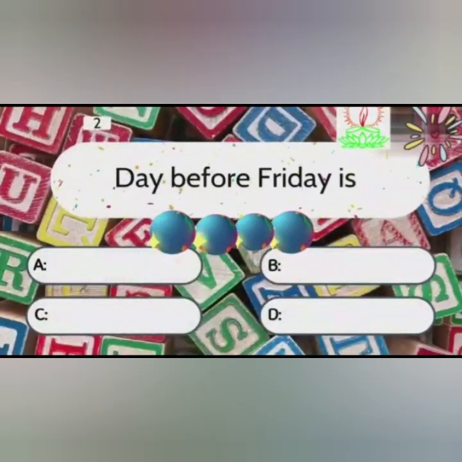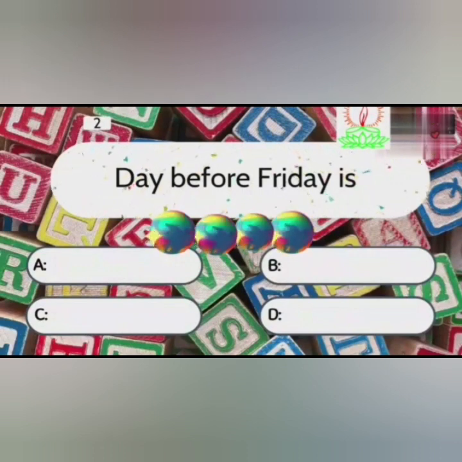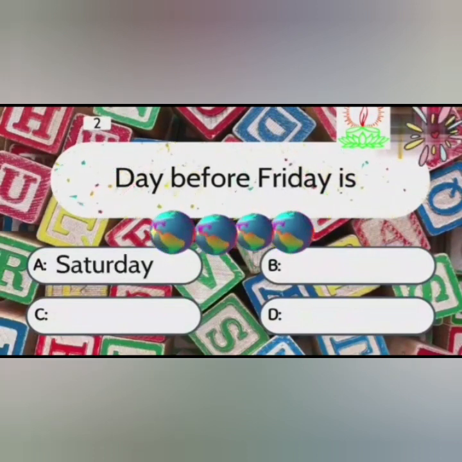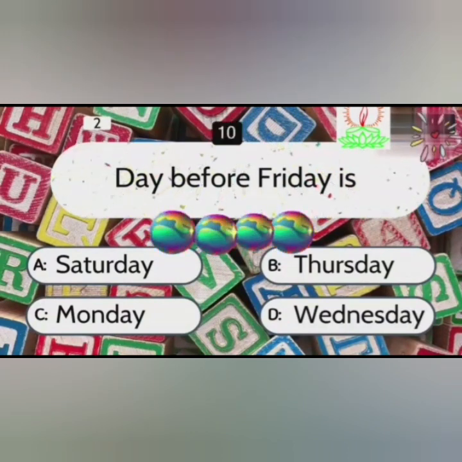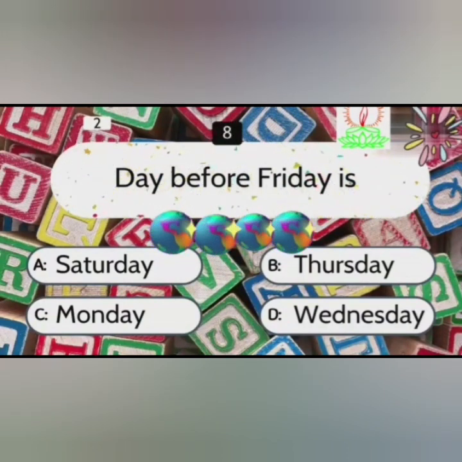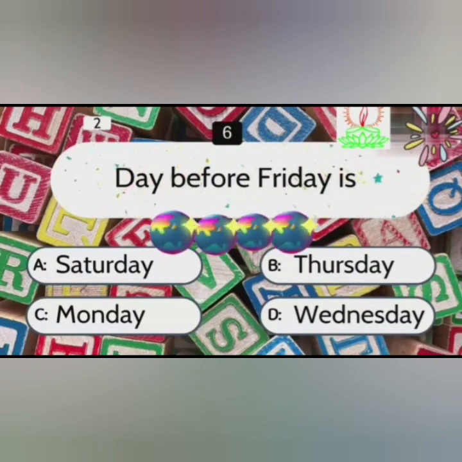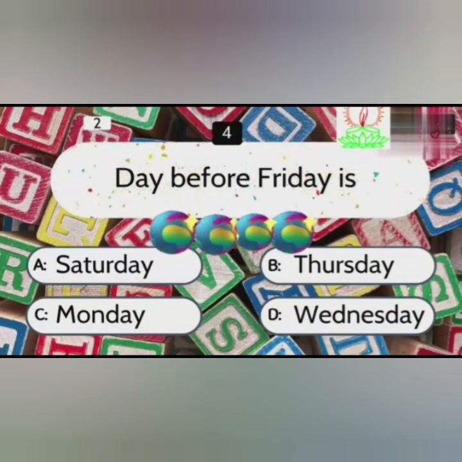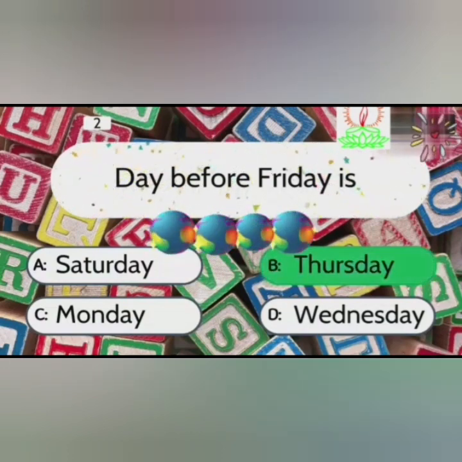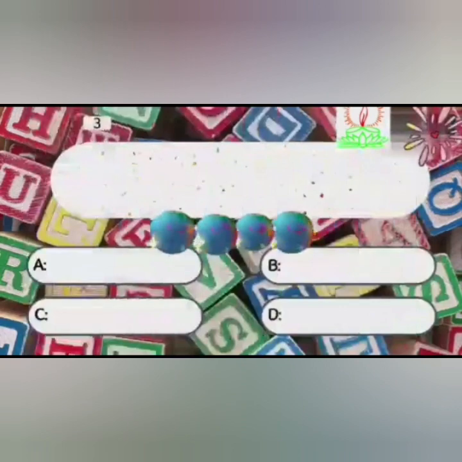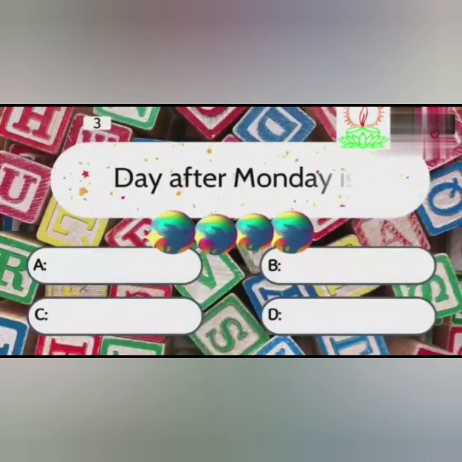Next question, okay? Now tell me, what comes before Friday? Your option is Saturday, Thursday, Monday or Wednesday. Tell me children, what comes before Friday? It's Thursday, right?